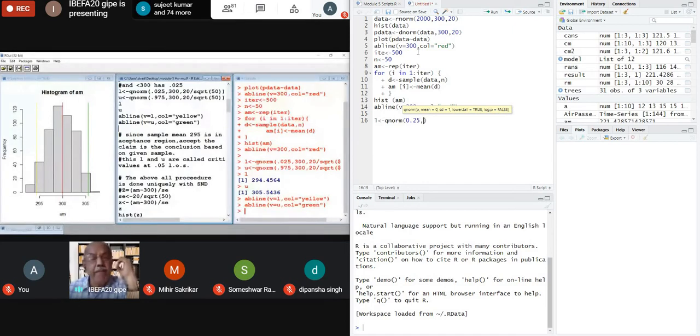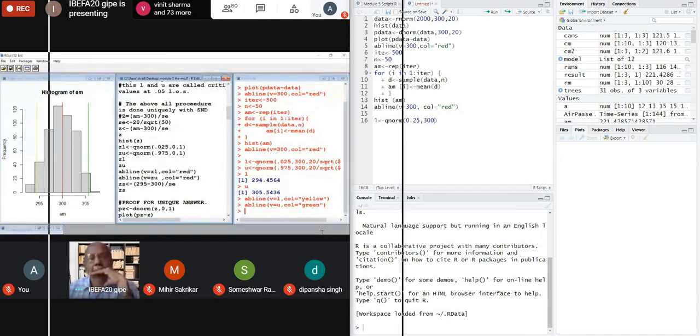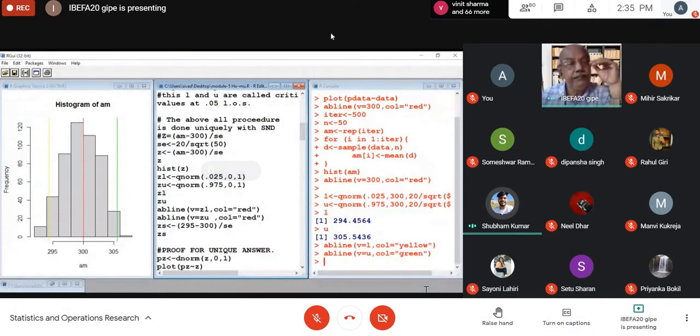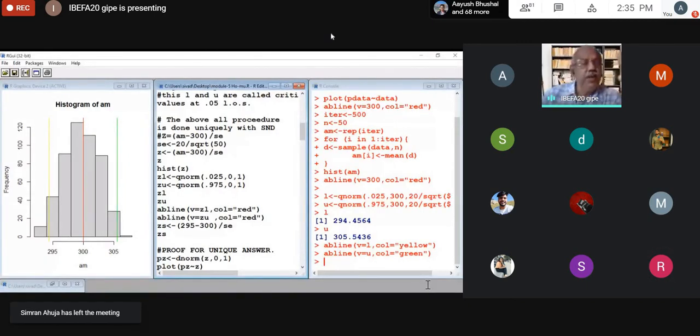Now, your sample 295 is on which side? It is on the acceptance side, sir. Yes. So what is the conclusion? Accept H0. But you cannot do this all the time in the question.